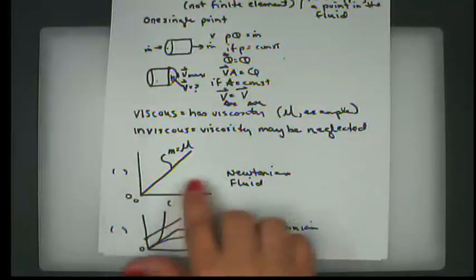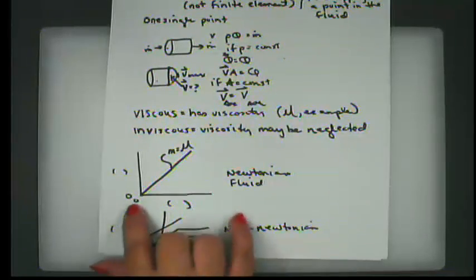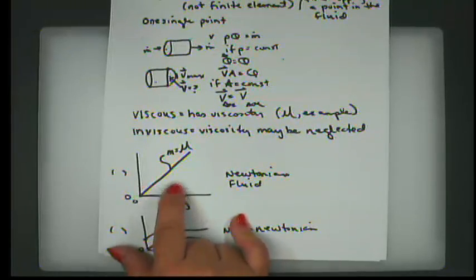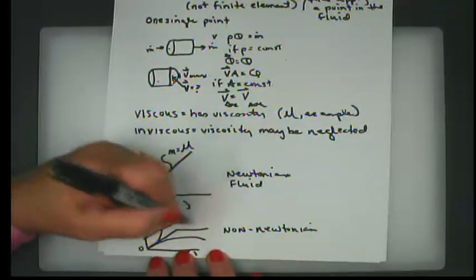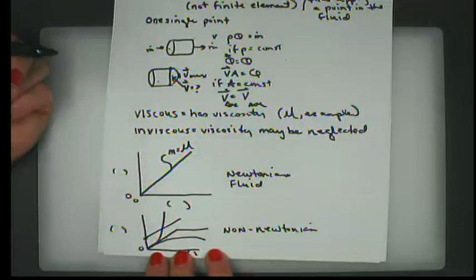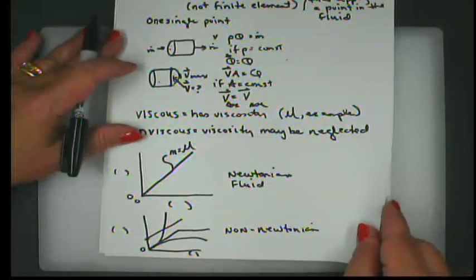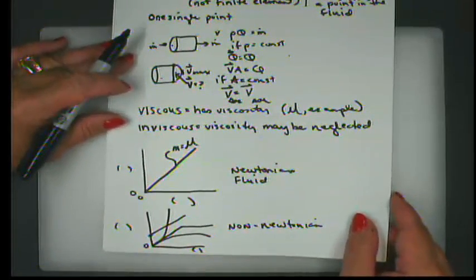But Newtonian means exactly the same thing every single time, that we have an intersection at 0, 0. That's where we have our y-intercept, and the slope of this line is constant. So the line is straight. And that means the slope of this line is the viscosity. The slope of each of these lines is the viscosity as well, but you can see that it's a little bit different in terms of what that looks like, because some of them are not straight.